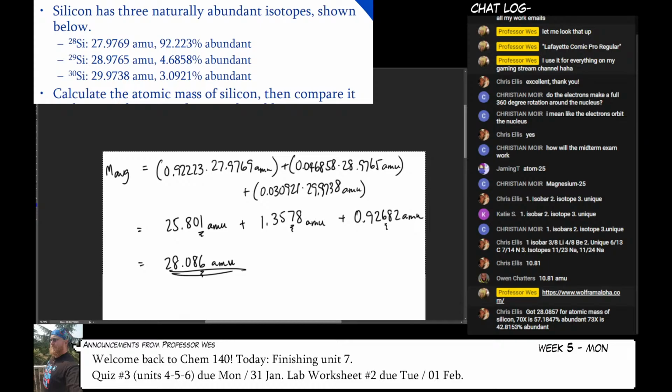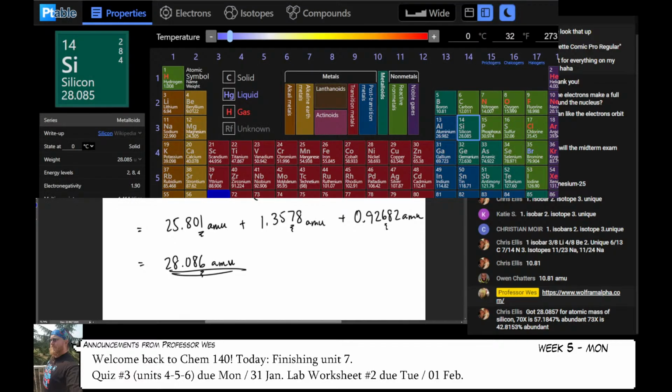And how does that compare to our periodic table for silicon? I do still have that. Here we go. Click on silicon right there, and let's see what we got. Look at that. So we got 28.086 using sig figs. The correct answer is 28.085. That is real close and real good.